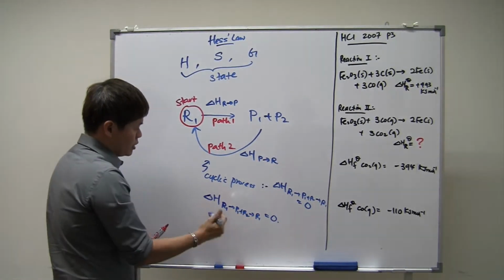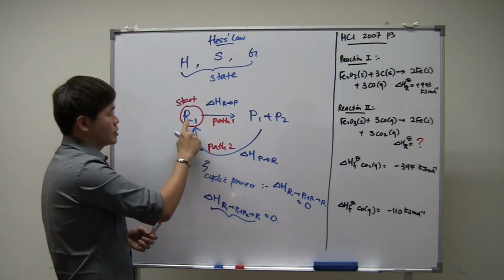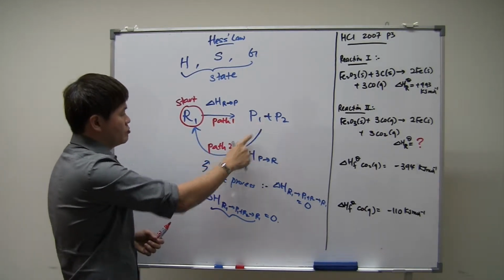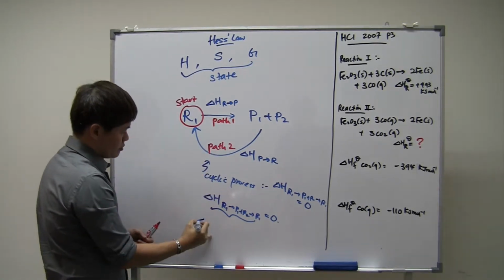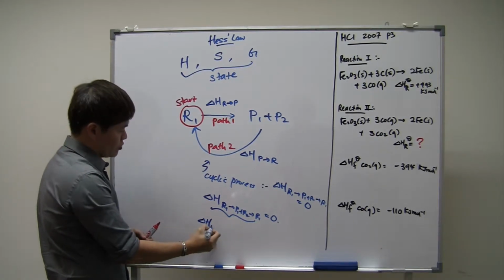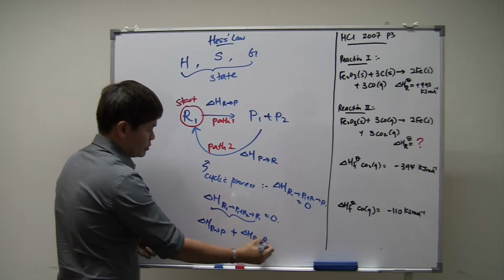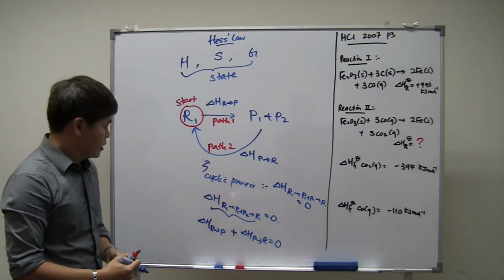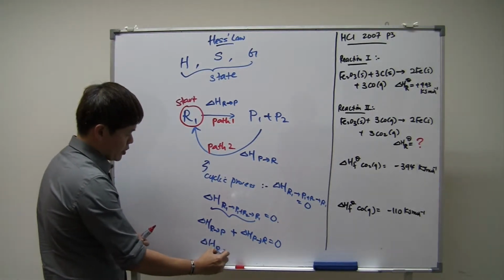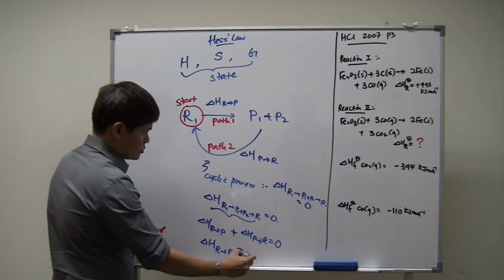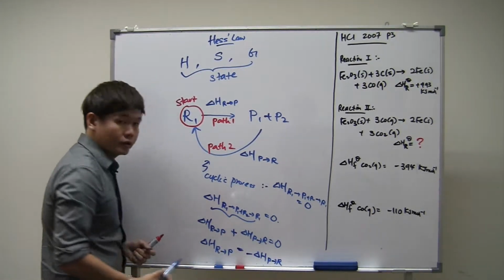For this enthalpy change of the reaction from R1 to P1 and P2 and then back to R1 again is equal to 0. Now this particular enthalpy is made up of the enthalpies of these two paths, which is R1 to P1, P2, then P1, P2 back to R1 again. So this is actually the sum of these two enthalpies, which is enthalpy change of reactant to product plus the enthalpy change of product back to reactant. It must be equal to 0. And if you bring this over to this side, you get reactant to product is equal to minus product back to reactant.